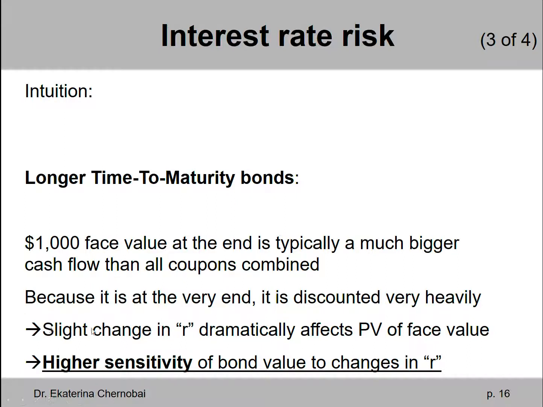And because the largest dollar amount, the largest cash flow, the $1,000 face value, is at the very end, when we discount it as part of finding the bond value, we end up discounting it very heavily. And so any slight change in the interest rate will dramatically affect the present value of the face value of the bond. So if the interest rate goes up, the present value will go down by a lot. And so because it's a huge portion of the sum of all cash flows on the bond's timeline, we end up observing a higher sensitivity of bond value to changes in the interest rates.